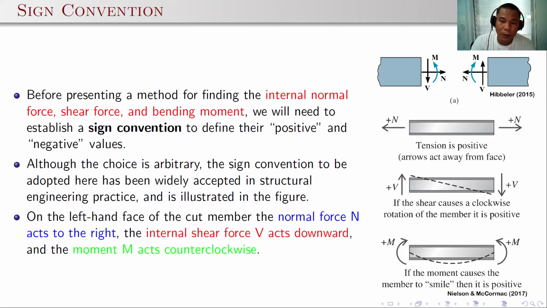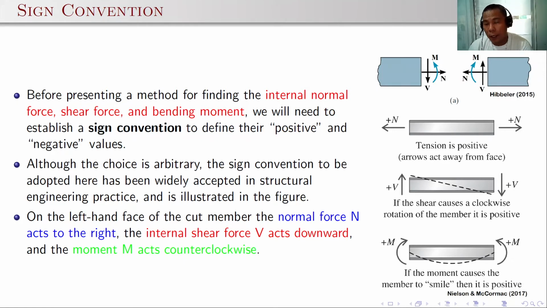So we will follow that one because it's very important that we have a common sign convention. Before presenting a method for finding this internal normal force, shear force, and bending moment, we will need to establish this sign convention to define their positive and negative values. Again, although this choice is just arbitrary, the sign convention to be adopted here has been widely accepted in structural engineering practice, and it can be illustrated on the figure shown on the right.